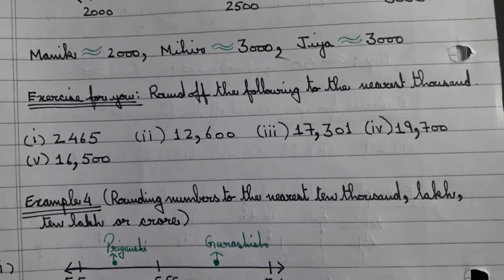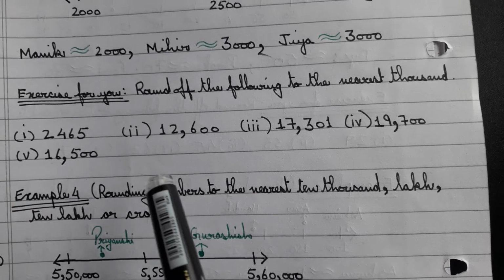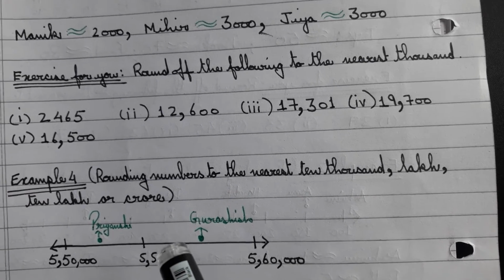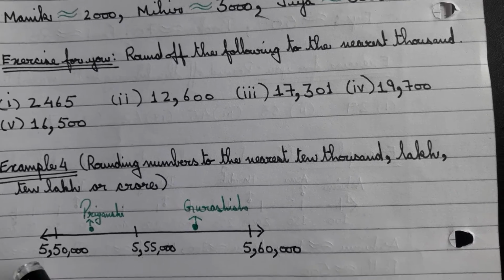Alright, so now let's look at example 4. Rounding numbers to the nearest 10,000, lakh, 10 lakh or crore. Now this is something which is very important. See, look at this figure.